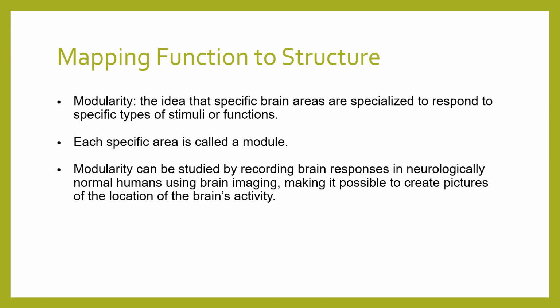I will continue to talk about distributed processing, as it's not just that one module that is responding to something like a face, that we're going to have activity distributed throughout the brain. Much of the research that looks at this kind of modularity has used brain imaging, and particularly that fMRI, that functional magnetic resonance imaging, making it possible to create pictures of precise location of brain activity.